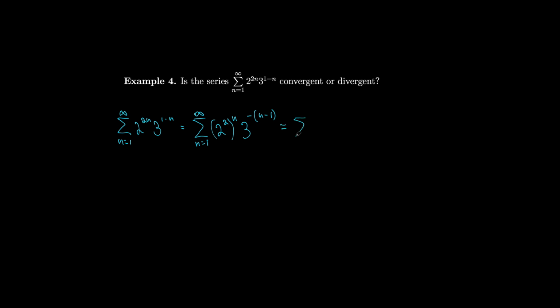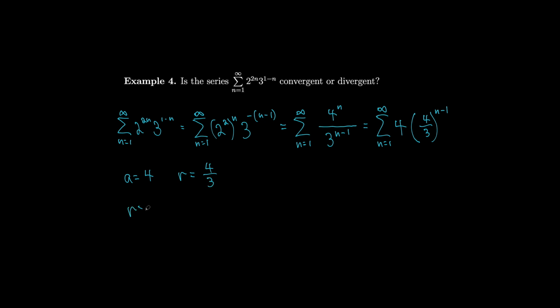And I do that so that I can write our series as 4 to the n, right? 2 squared is 4, over 3 to the n minus 1. Because now I could just pull out one of the 4s. So I get that this is the sum of 4, and now the top is just 4 to the n minus 1. So I have 4 to the n minus 1 in the numerator and the denominator, so I can pull out the n minus 1. Perfect, so that's geometric. a must be 4, r is 4/3, r is greater than 1, so that means that this sum must diverge.